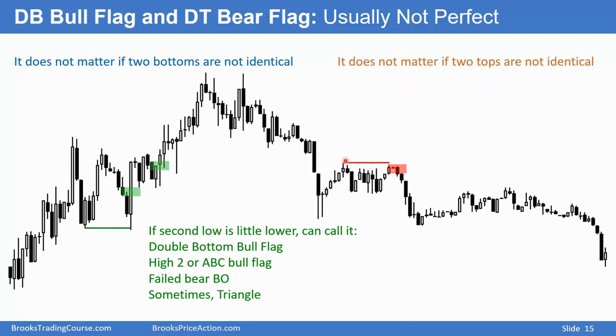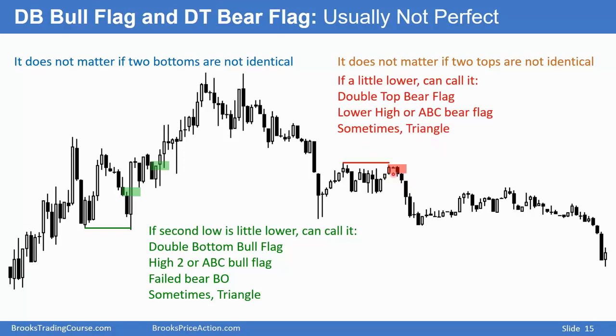Does not matter if the two tops in a bear flag are identical. You just have to understand what the process is. Here, it's slightly lower. You can call it a double top bear flag. You can call it a lower high double top bear flag. You can call it an ABC pullback, A, B, C. Sometimes it's a triangle, doesn't matter. The pattern is too small for a major reversal. This is too small for a major trend reversal up. It's probably going to be a bear flag leading to trend resumption down.